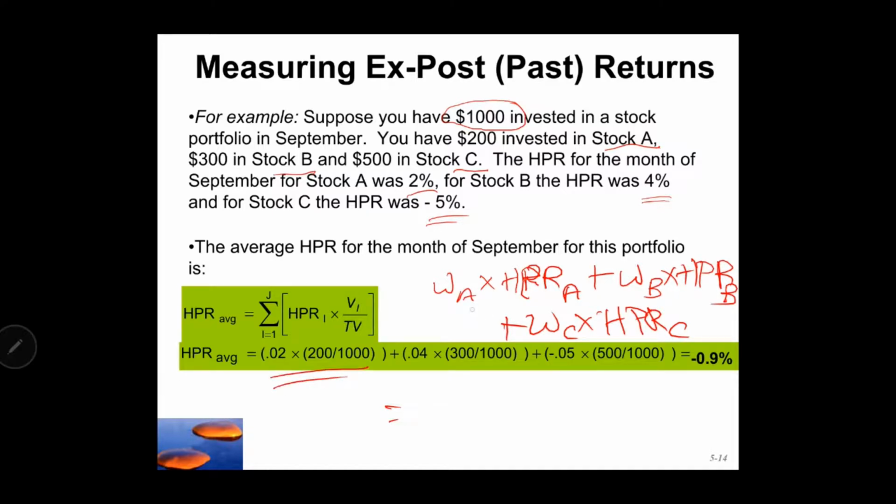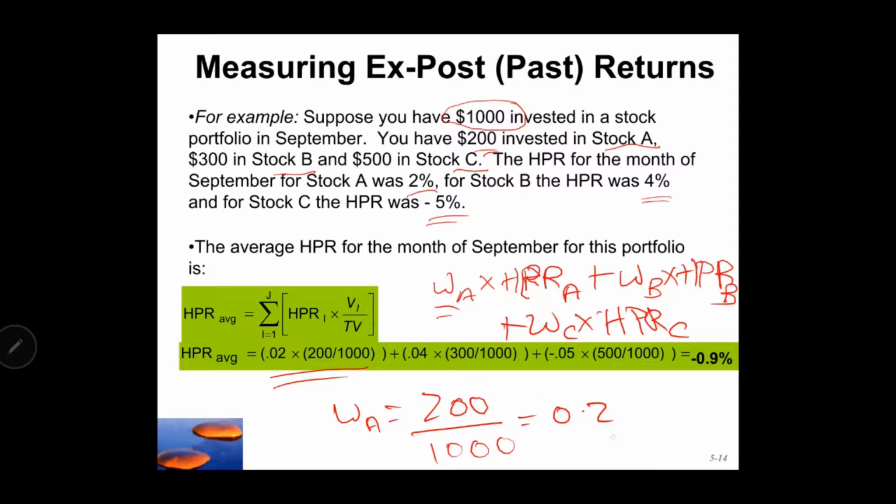Okay, so how to get the weight? Weight of A is given as how much I'm investing in A, 200, divided by 1000, my total investment. So this gives me a weight of 0.2. Times HPR A, right? So how much is the return I get? 2%. So 0.2 times 2%. Okay, so this is how it gives me.